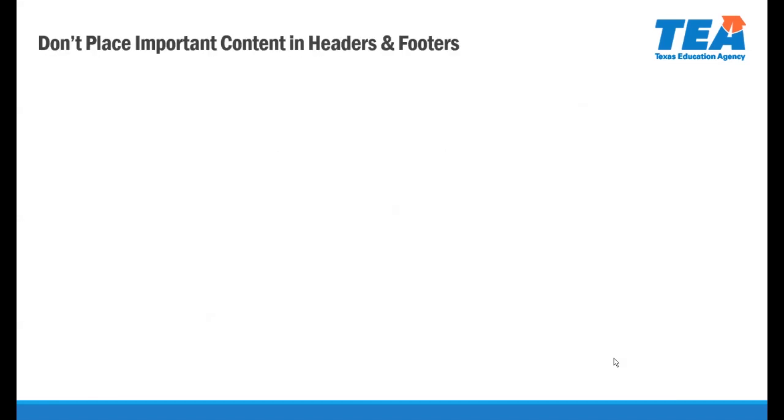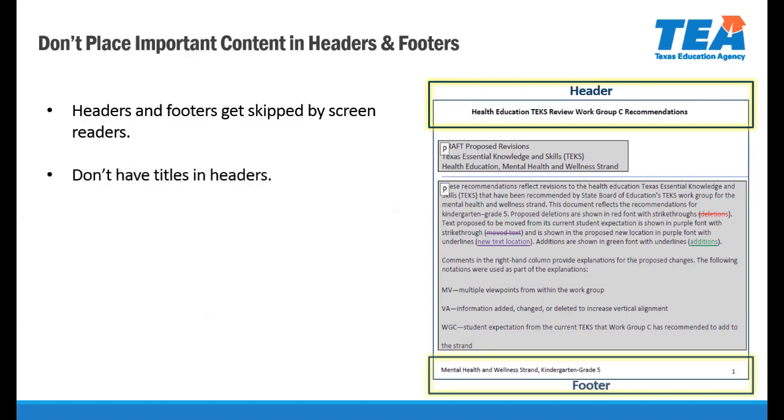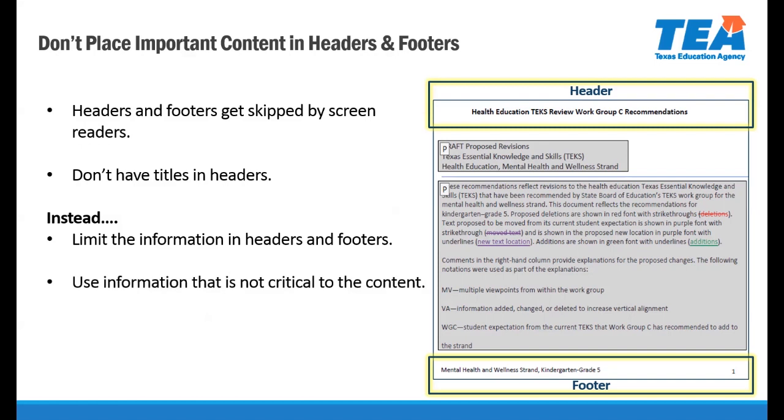Don't place important content in headers and footers. Screen readers are usually configured to skip header and footer information to avoid users hearing repeated information. Headers and footers are also not tagged when converted to PDFs. So it's important you don't use them for important content like the title of the document. Instead, limit the information in headers and footers and use information that is not critical to the content, such as page numbers, a modified or revision date, or logos that are repeated throughout the document.